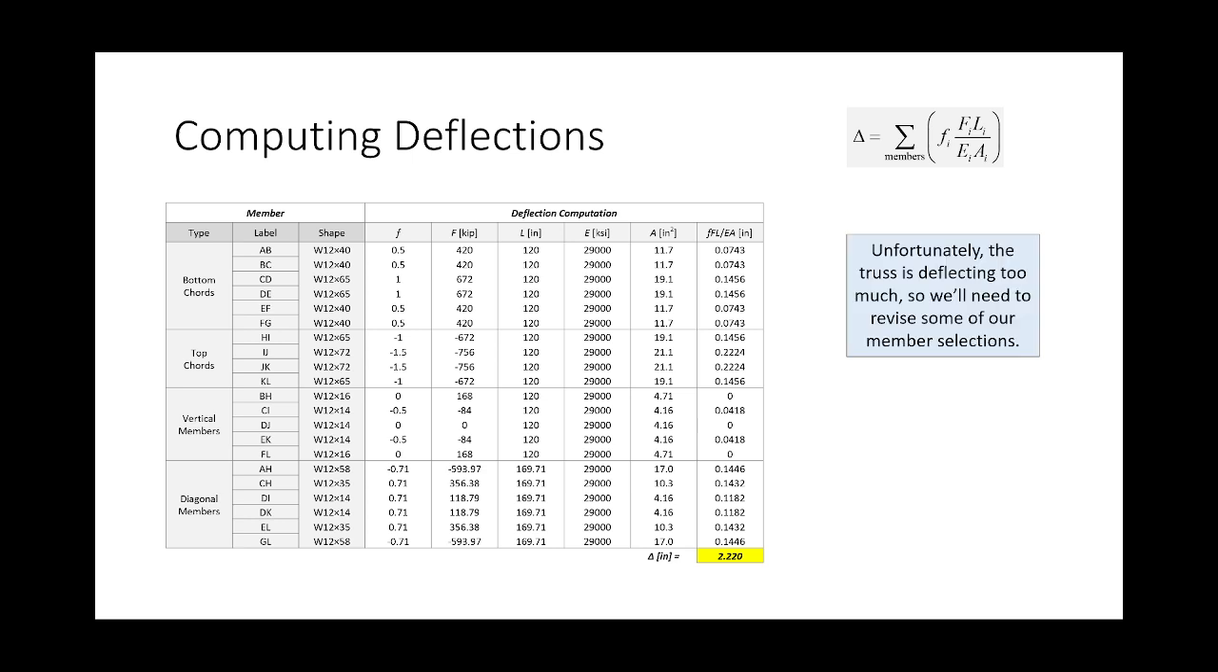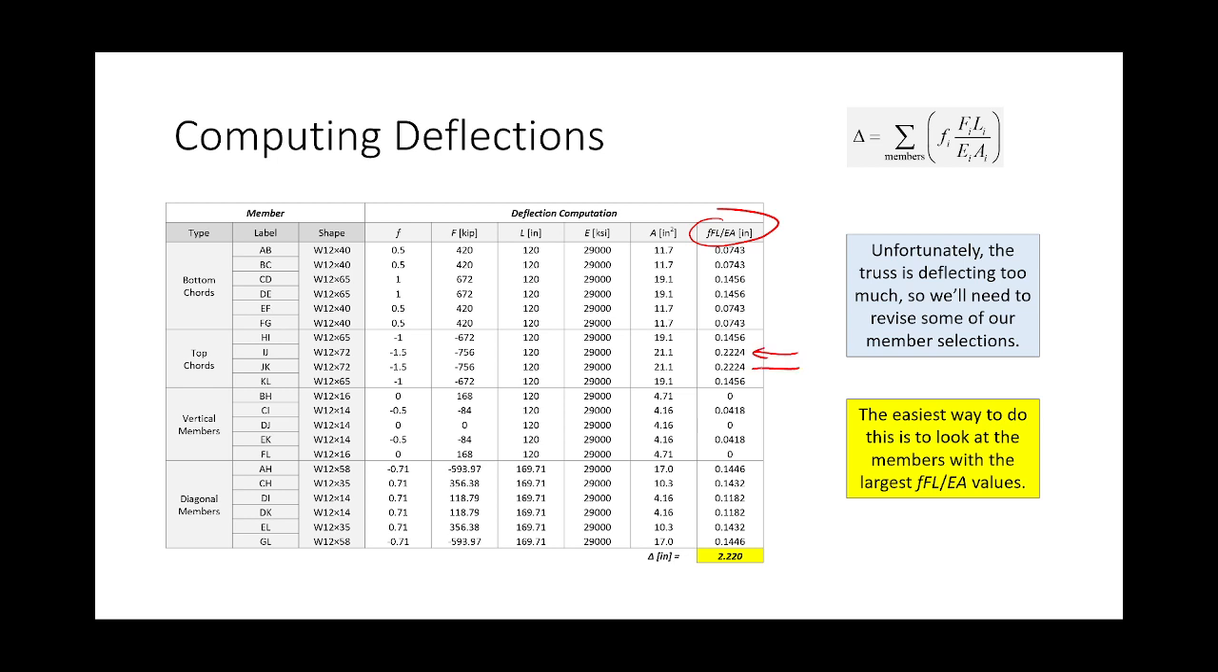Unfortunately, the truss is deflecting too much, so we need to revise some of our member selections. I propose that a systematic and easy way to do this, again in Excel, is to focus on the members that have the largest amount of energy. I'll start with these members right here because they're contributing the most to the deflection, and I'm going to up their sizes a little bit. So instead of a W12 by 72, I'll pick the next one. All I have to do is go into Excel and change the area.